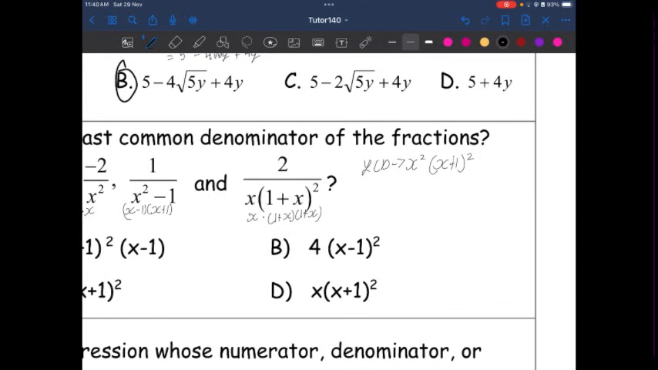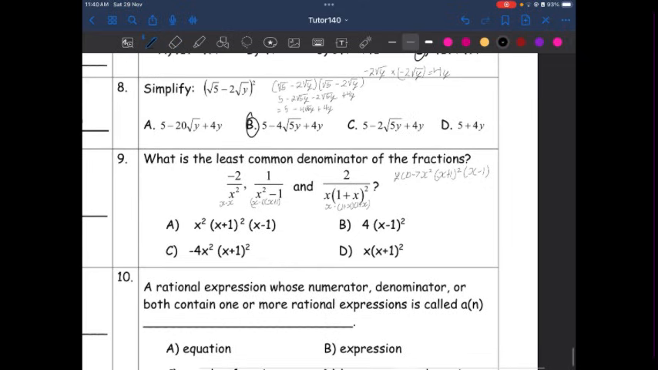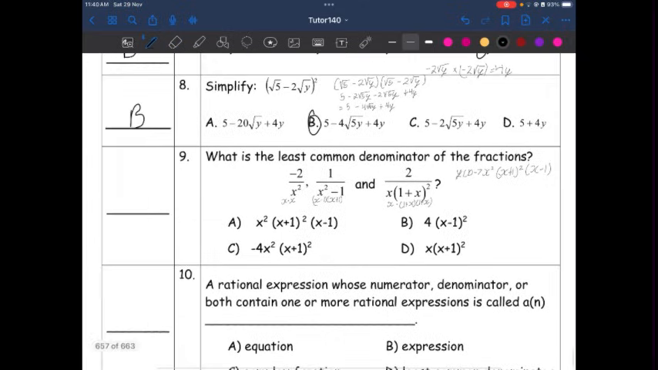And then we have x minus 1 left. x minus 1 left. Everyone has to get some love. Okay, so that is our least common denominator of the fractions, and that is A.